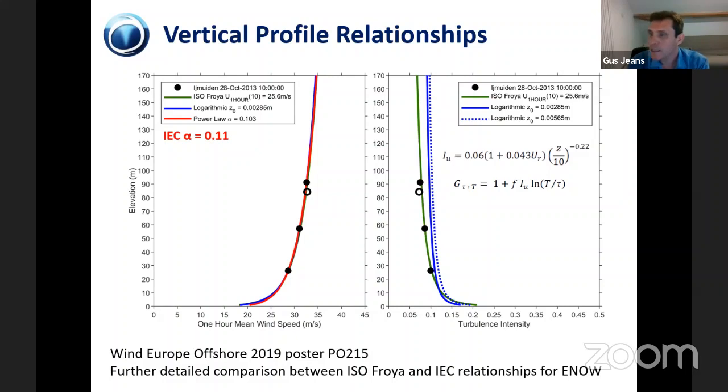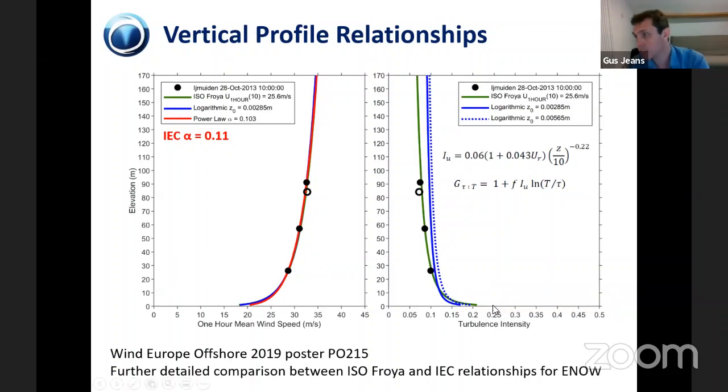Another point here is the power law best fit to this curve gives an alpha, a shear value some people call it, just above 0.1. That's a little bit lower than the IEC value of 0.11. So, just to raise awareness that this ISO profile is something worth looking at.